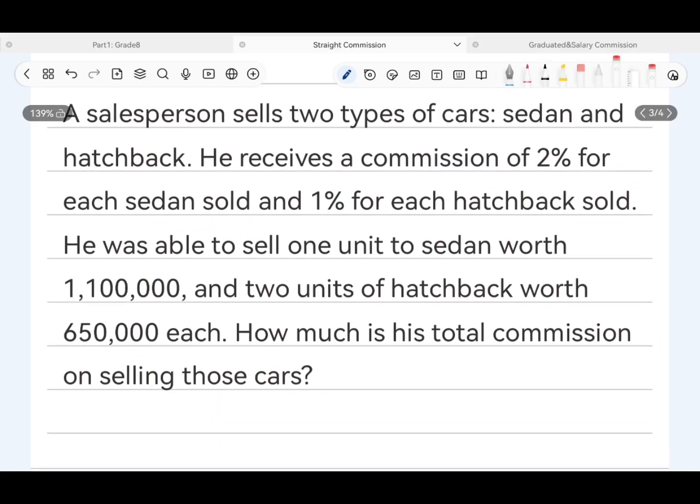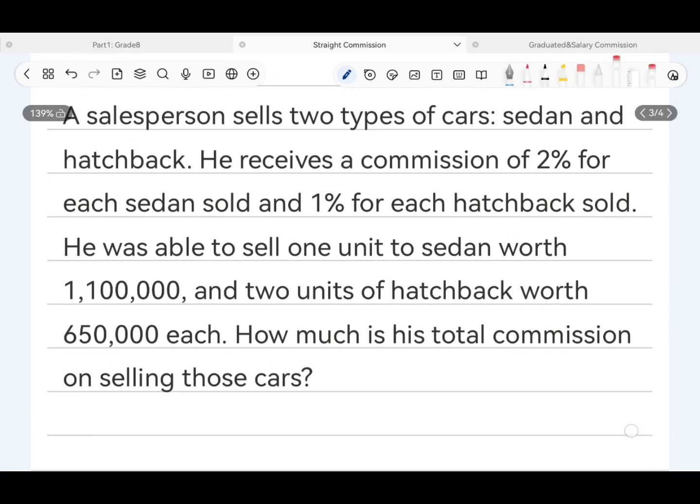Now let's have another example. So we have here, a salesperson sells two types of cars, sedan and hatchback. He receives a commission of 2% for each sedan and sold 1% for each hatchback sold. He was able to sell one unit to sedan worth of 1,100,000 pesos and two units of hatchback worth of 650,000 each. How much is his total commission on selling those cars? Okay, so we have two types of sales here because we have two types of cars, and we also have different commission rate. Okay, so let's have our given.